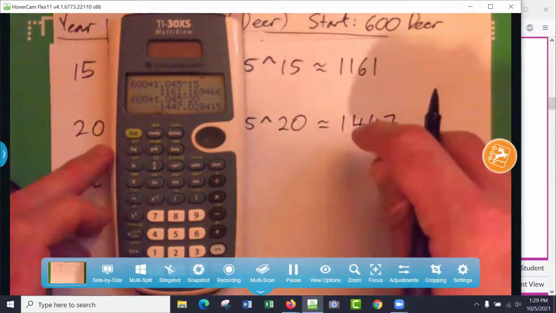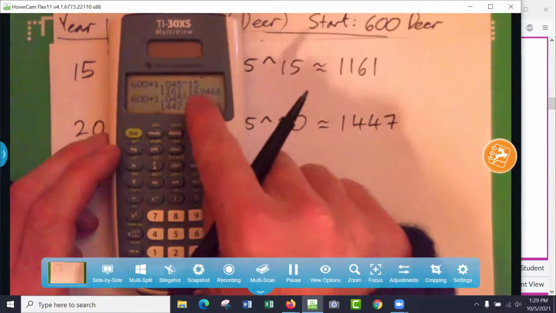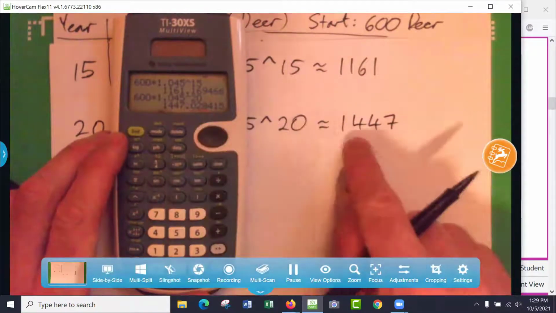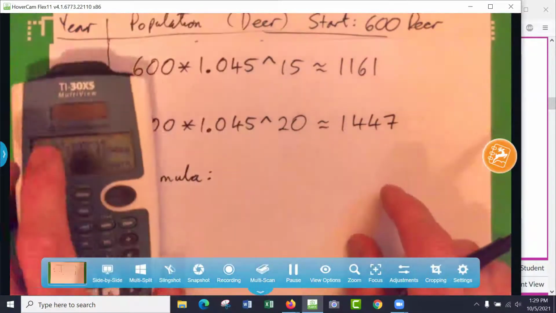Okay, so I got 0.16. I rounded that down to 1161, and I got 0.02, and I rounded that down to 1447. Did we all get that?